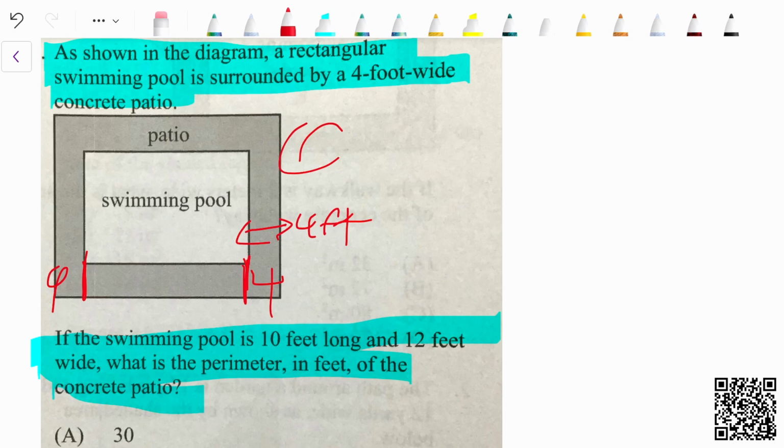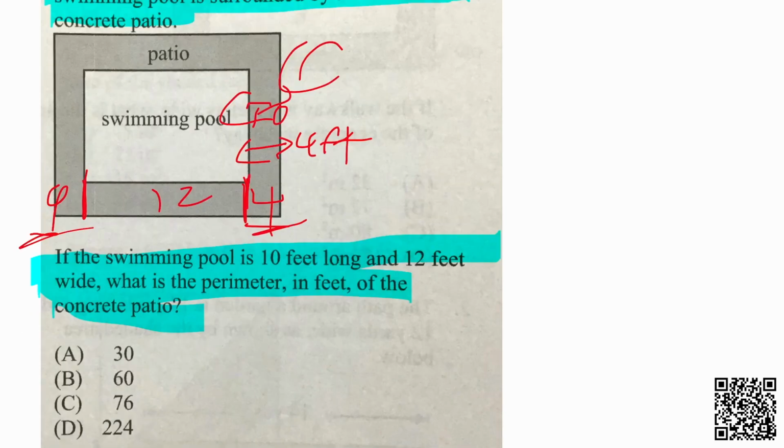And also keeping that in mind, let's just label the pool here. Also keeping that in mind, each one should be adding 8 because of the concrete patio. And each one is 8. So, also keeping that in mind as well, 10 plus 4 times 2, which is 8, plus 12 plus 4 times 2, which is also 8. So, 10 plus 8 plus 12 plus 8.